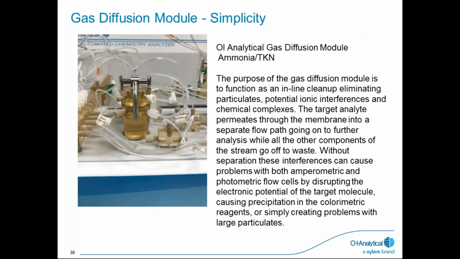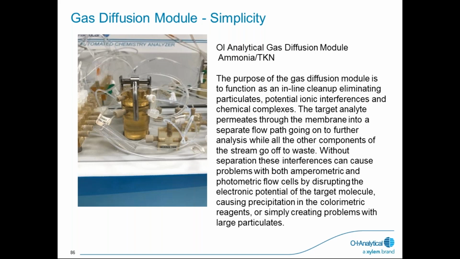I wanted to show our gas diffusion module, very simply designed with simplicity. The purpose of the gas diffusion module is to function as the inline cleanup, eliminating particulates, potential ionic interferences, and chemical complexes. The target analyte permeates through the membrane into a separate flow path going on to further analysis while all the other components of the stream go off to waste. Without separation, these interferences can cause problems with both amperometric and photometric flow cells by disrupting the electronic potential of the target molecule, causing precipitation in the colorimetric reagents, or simply creating problems with large particulates.